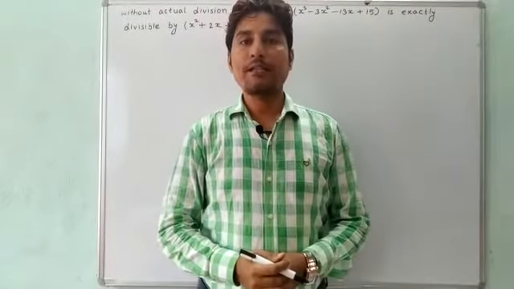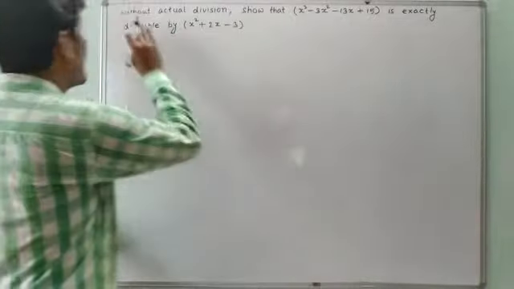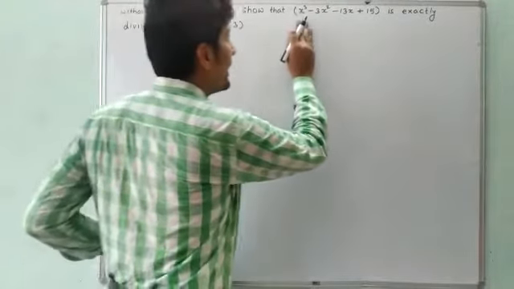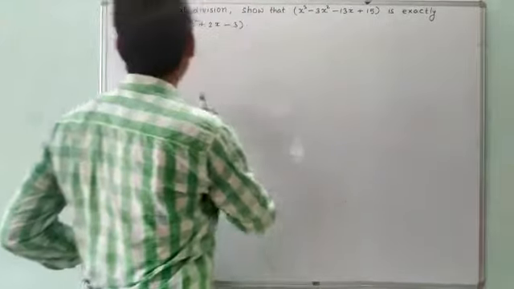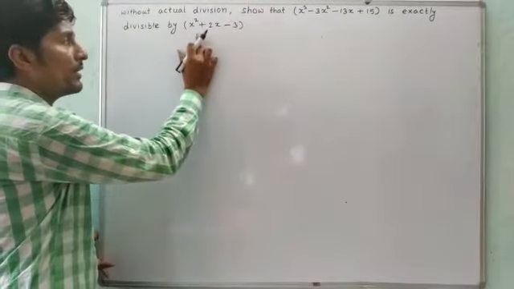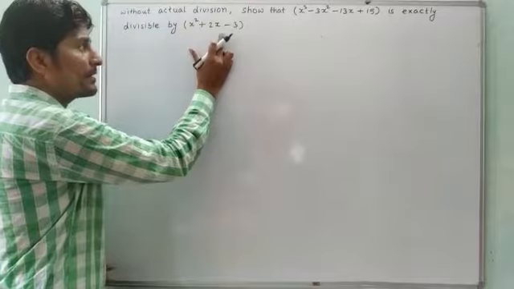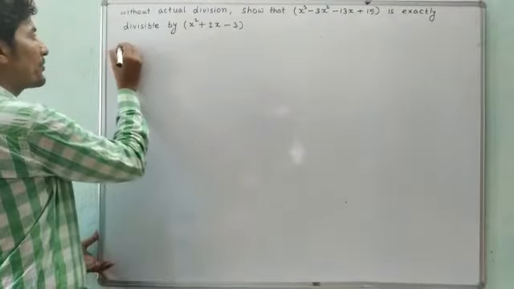Question number 18 of exercise 2D. Let us see the question first. Without actual division, show that x cube minus 3x squared minus 13x plus 15 is exactly divisible by x squared plus 2x minus 3. Let us see the solution of this question.